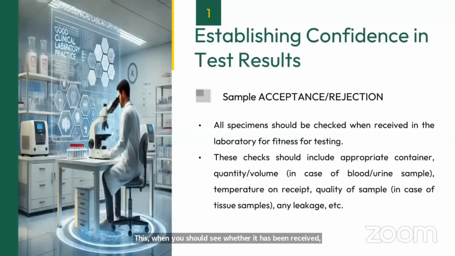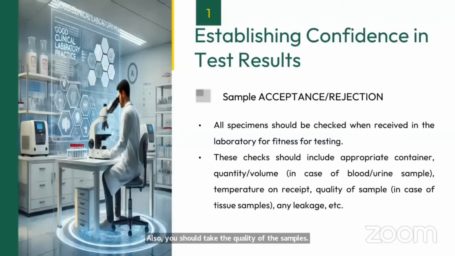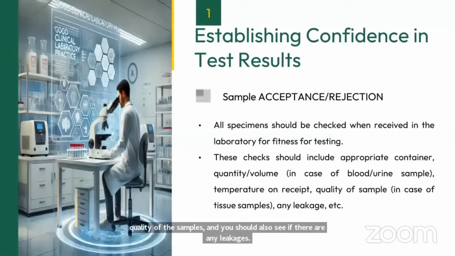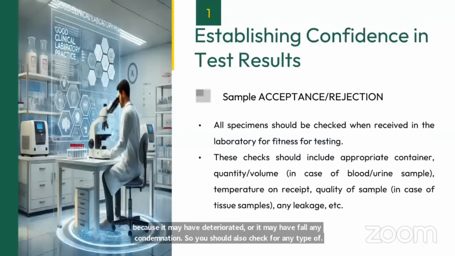Also, you should check the quality of the samples. In case of tissue samples, you should also check the quality, and you should also see if there are any leakages. Why do you have to check for leakages? Because it may have deteriorated your analyte or it may have caused contamination. So you should also check for any type of leakage from your specimen.